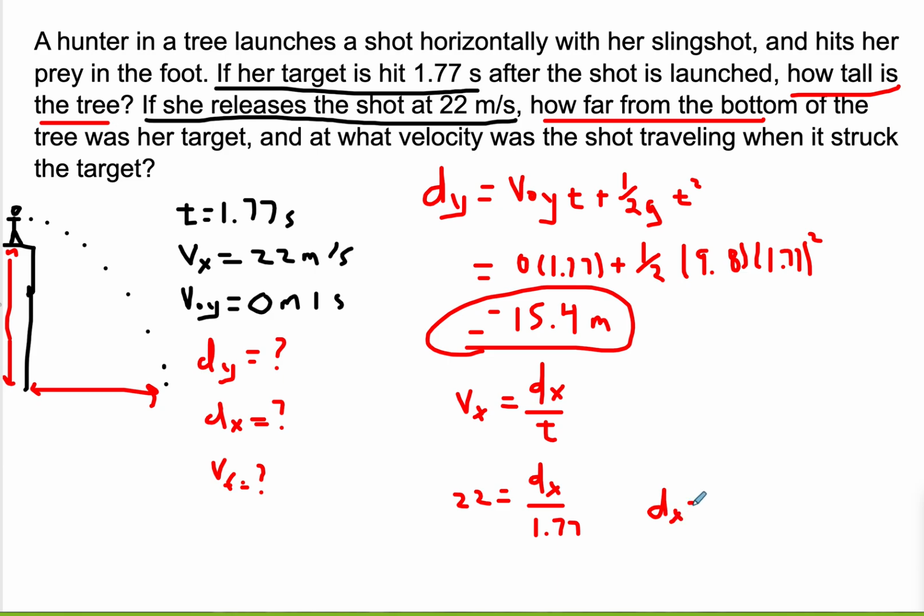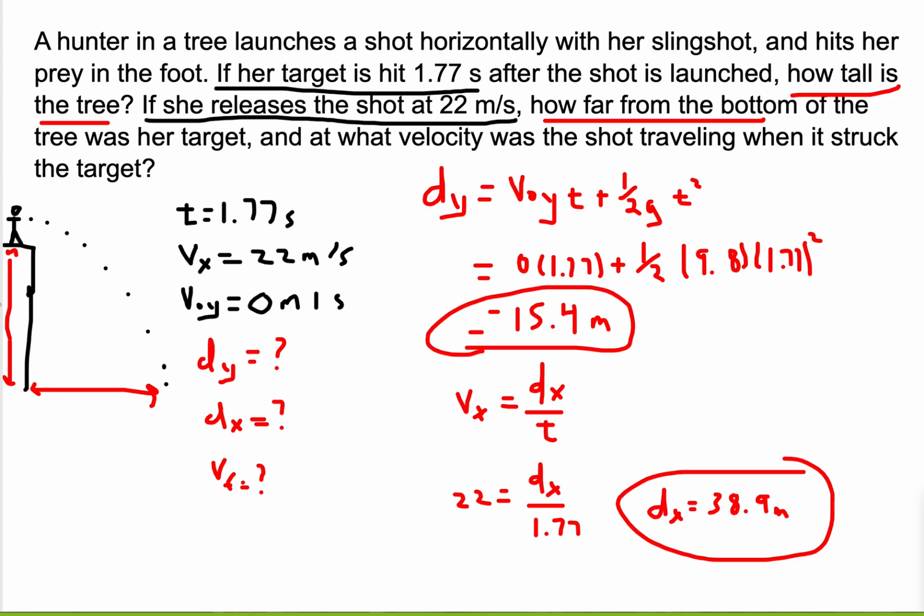And what do I end up with? 38.9. 38.9 meters. So she was 15.4 meters high in the tree, and the person or whatever it was that she was shooting at was 38.9 meters away from her. So we good so far, everyone?